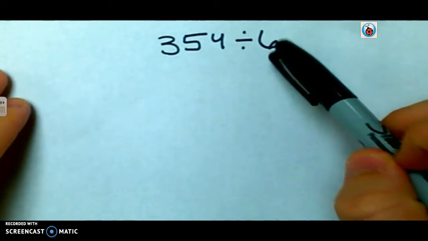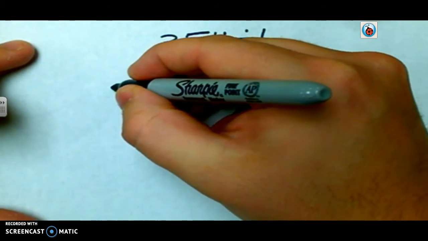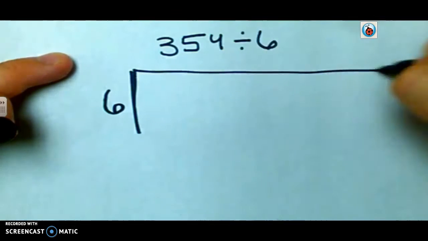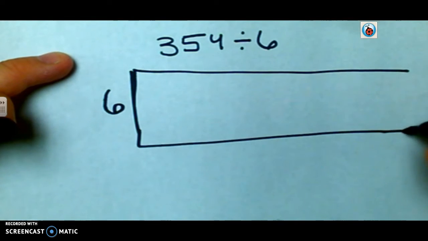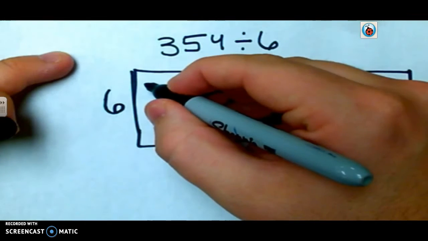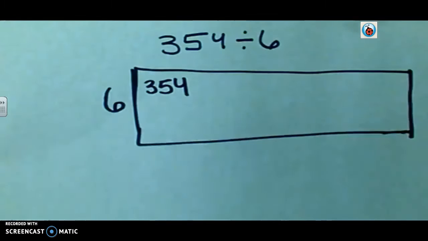So our divisor is what we're dividing by, and that goes on the outside of the area model rectangle. So 6 goes here. We will draw a rectangle. I'm going to draw a longer rectangle just because I know it's a 3-digit number. And then I would put the dividend on the inside. Okay, that's step 1.